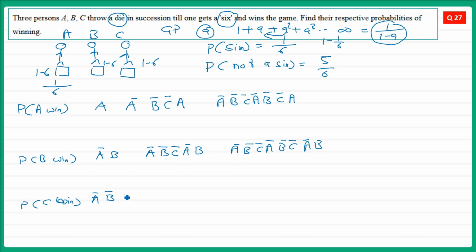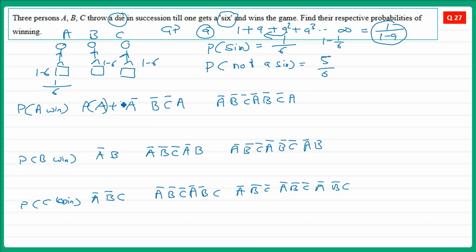Now for C, A and B have to fail. The second option is A, B, C, A, B, they have to lose. Then C comes. The third option here is, and this is not the third and the last option, this goes on and on forever. So A, B, C lose, then again A, B, C lose, then A, B lose, then C comes. So this is the approach or the logic of this question, that when A wins, when B wins, and when say C wins.